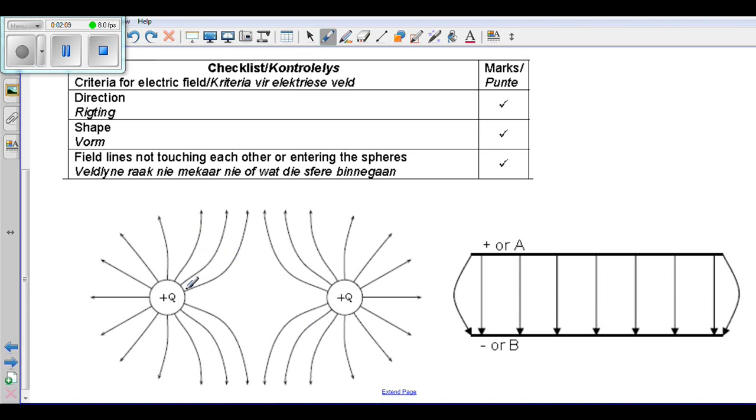To make it easier, it is better to draw larger spheres rather than smaller spheres, so we can ensure that the lines don't touch when we are drawing the diagram. And then if we have parallel plates, we see that we have field lines that are equally spaced, and it goes from the positive plate to the negative plate. The positive plate doesn't have to be placed on the top, and the negative plate does not have to be placed at the bottom. And we see that we have a uniform field where the electric field strength is constant throughout the field.